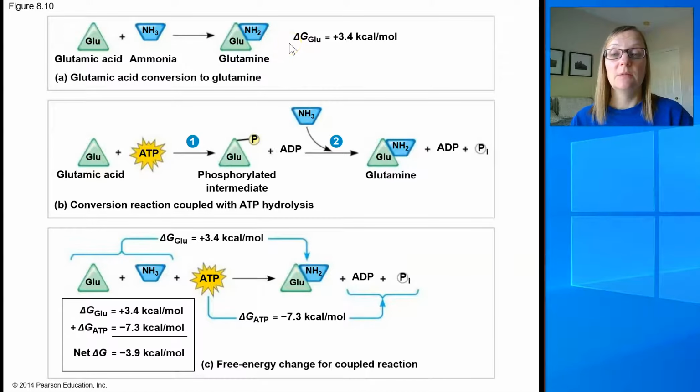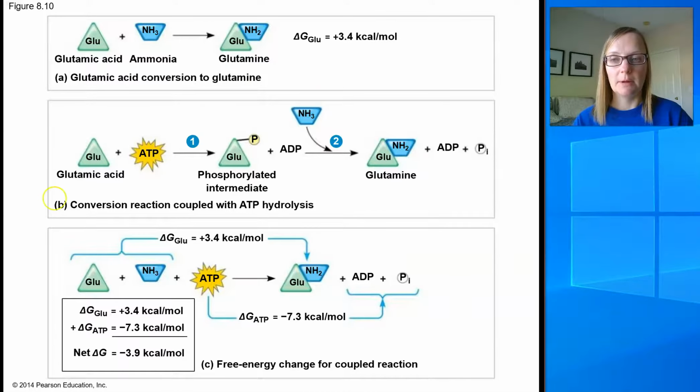So let's say the cell wants to do this. So it's got to pay for it, right? The way it can pay for it is by using a molecule of ATP, right? So in the middle, we've got now our coupled reactions. We are looking at the hydrolysis or the breaking of an ATP to release energy to link together the glutamic acid and ammonia to make the glutamine.